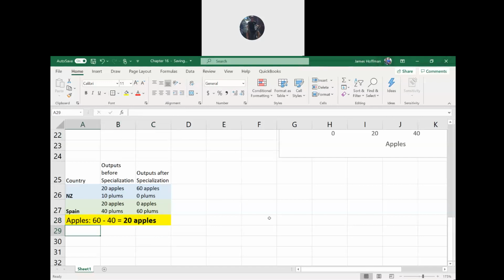All right, so let me do plums, and let's make sure that we understand what's going on here. There's only one country producing the plums, Spain. They produce 60. The initial total for both countries was 10 for New Zealand plus 40 for Spain. So 10 plus 40 is 50. All right, so the gain, or the difference from specialization, in total plum production is 10.